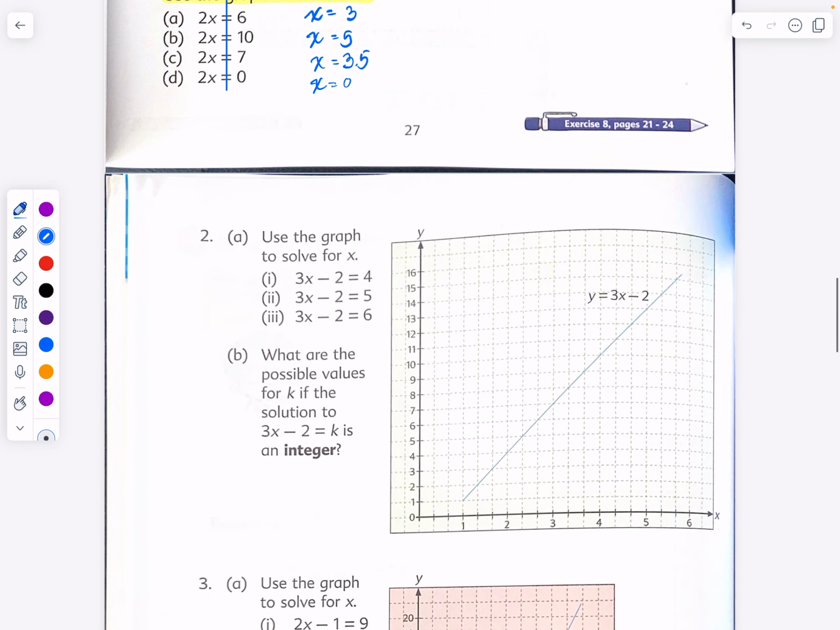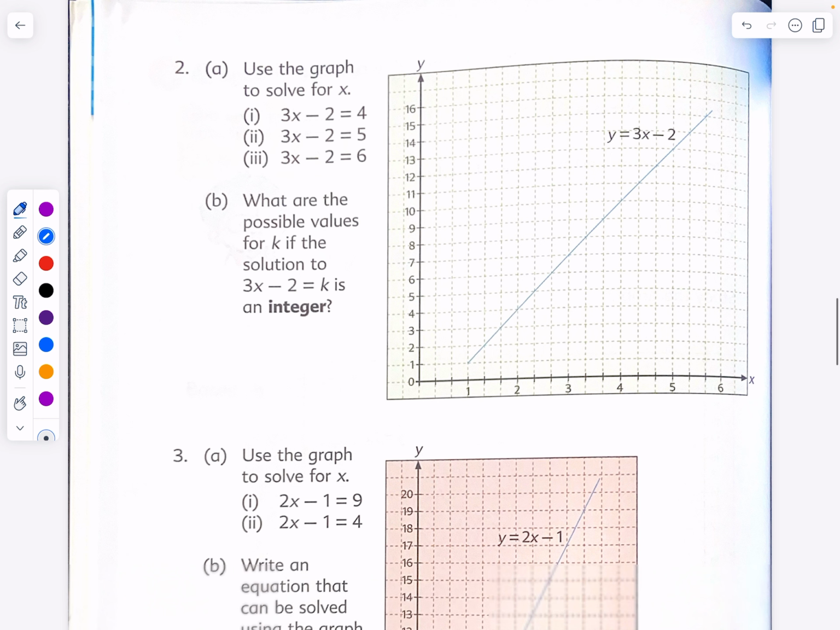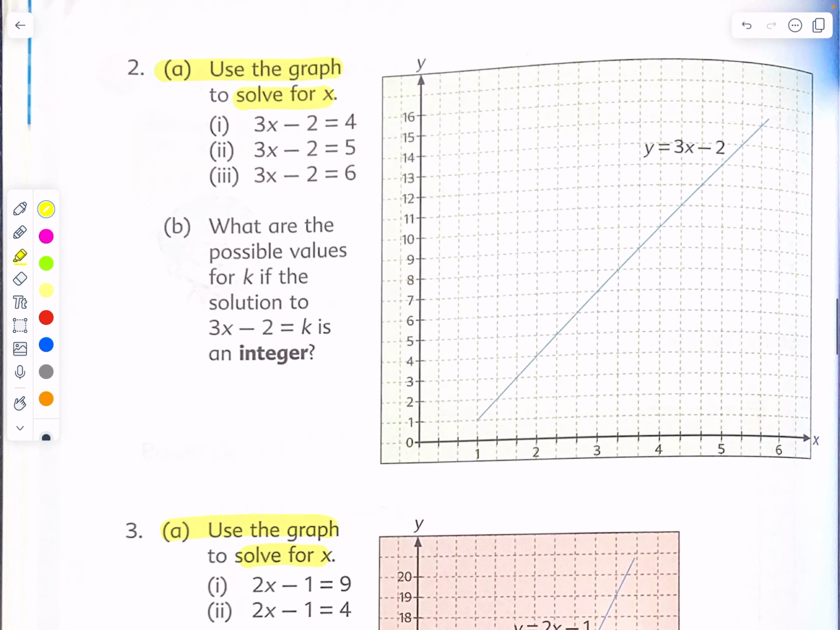So let's continue this exercise. Look at the instructions. For 2a, use the graph to solve for x. So let's take a look at the next example. Again, we are given a graph. And this graph is again a straight line. I probably shouldn't use such a fat marker.